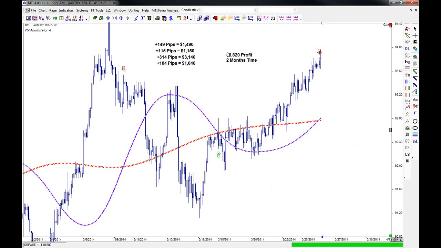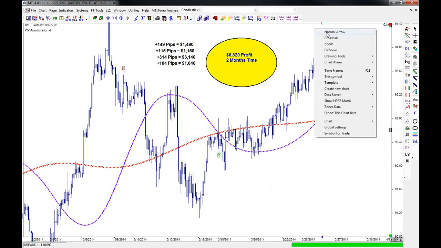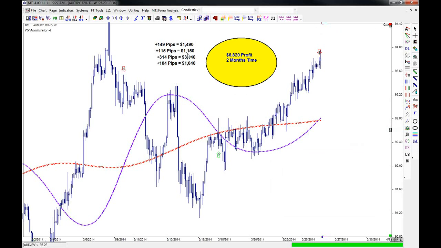So let me go ahead and ask everyone this question. How many of you would like to generate this type of income? Well, let me go ahead and fill you in real quick. In the last 12 months, I want you to pay attention closely here. In the last 12 months alone, the FX Annihilator has captured over 6,400 pips. Do you know what that equates to? That equates to over $64,000 in a standard lot trade investment.